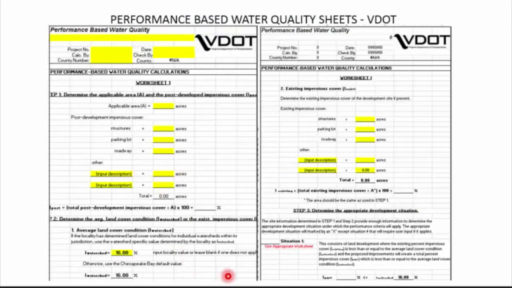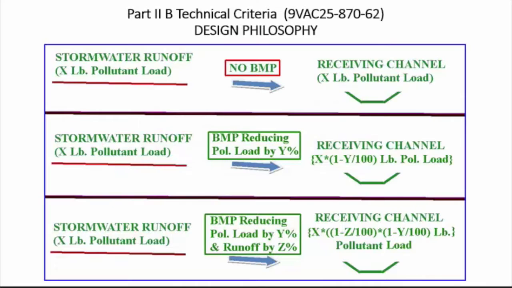VDOT has its standard performance-based water quality sheets, which will help guide you in determining the type of facility required for water quality. The participants will be able to work through these spreadsheets as well. Coming to part 2B of the regulations, with the new regulations, we have to understand the design philosophy first.